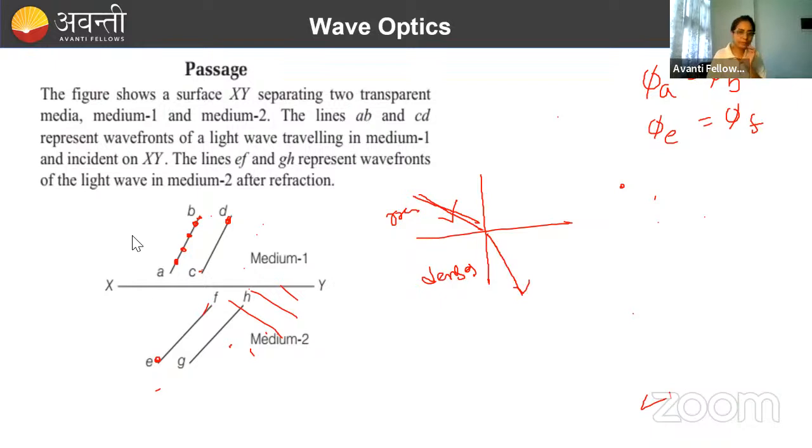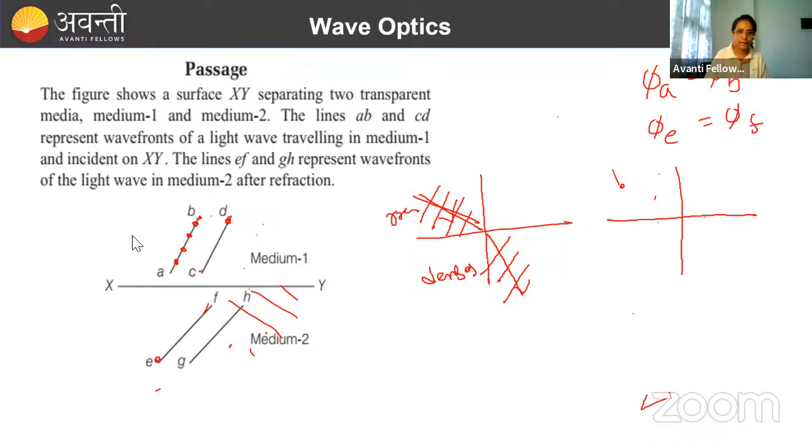Then now draw the wavefront. I'm just moving in the opposite way. Its wavefront will be something like this, and this wavefront means perpendicular to the direction of light. So it will look something like this. Match both the diagrams. It is matching, right? Okay. Again, if there is a confusion, we can draw for the second case also.